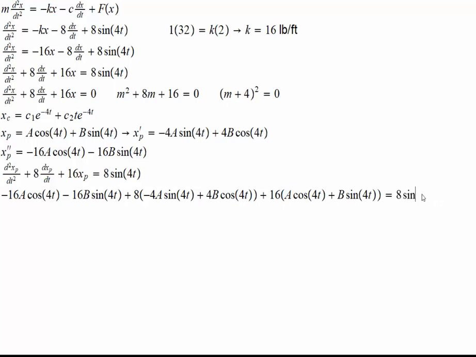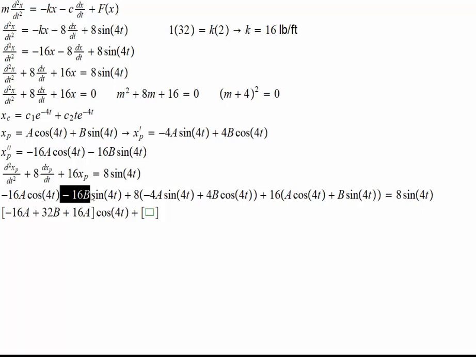8 sine 4t, right? So this should hopefully produce the values of a and b for us. So cosine 4t, let's just collect the like terms. So this is negative 16a. Then what else do we get as coefficient of cosine 4t? We get plus 32b, and then from here we get positive 16a times cosine 4t.